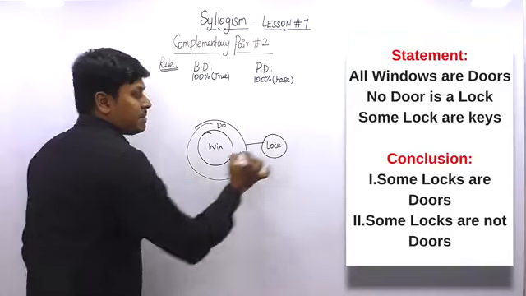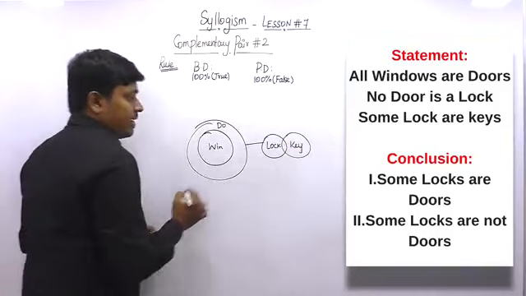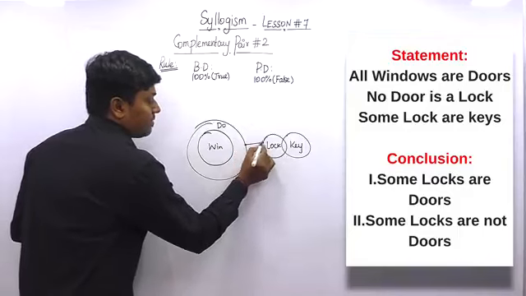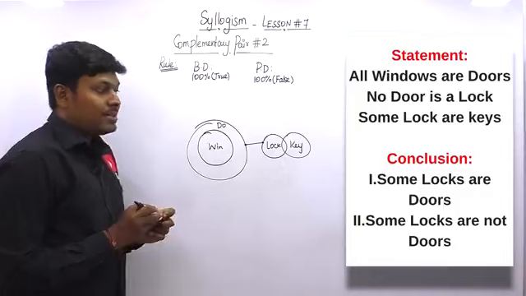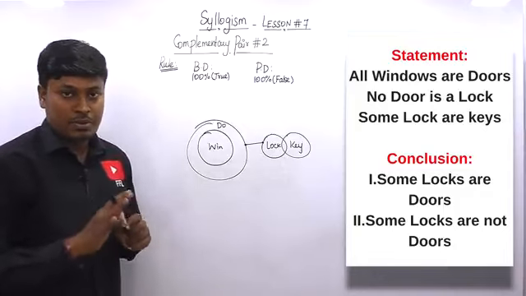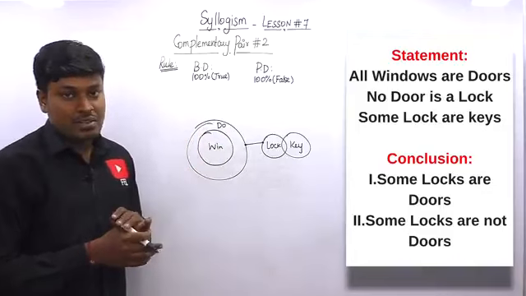And the last statement is some locks are key. Okay, so finally we have drawn the Venn diagram for the given statement, right? Look at conclusion number 1, some locks are door, and the second conclusion is some locks are not door. So it looks like a complementary pair. Now let me check whether it satisfies the rule or not.